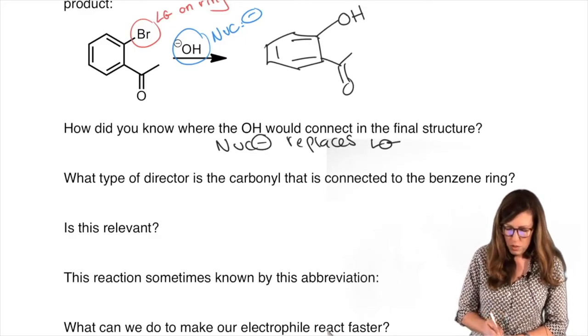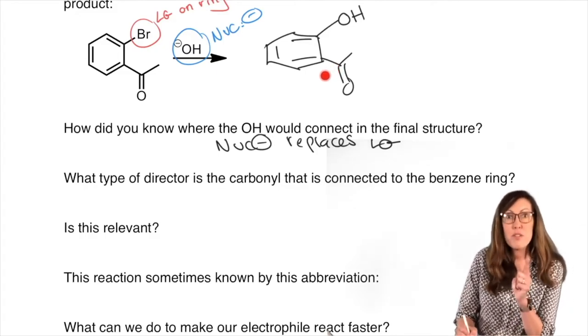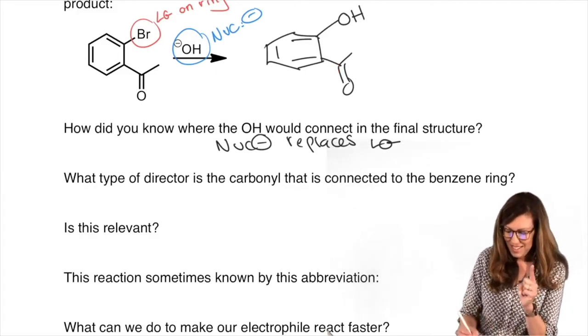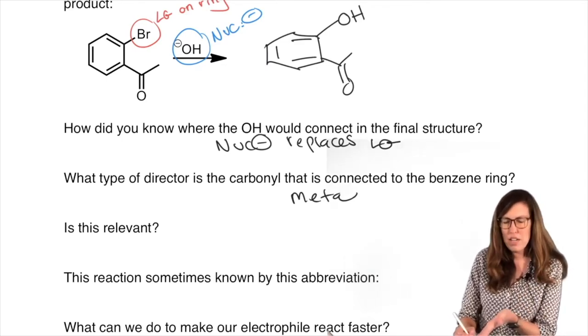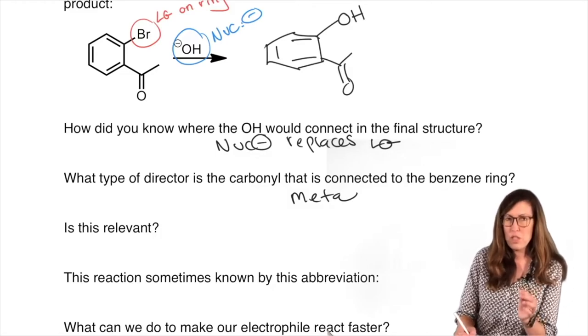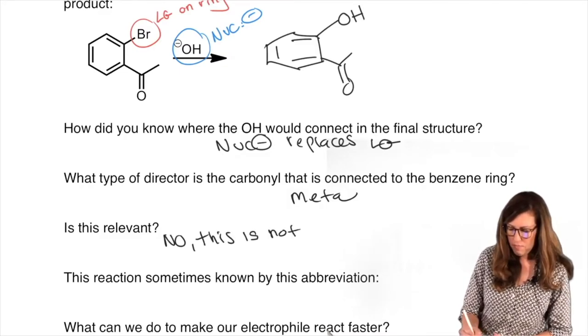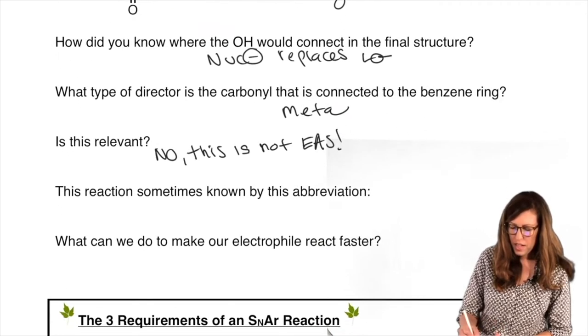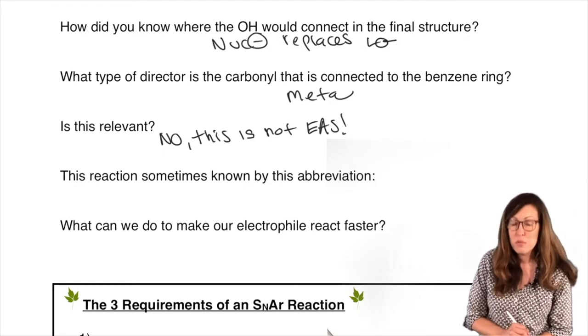So you might say, well, what about this carbonyl? What's it doing? I remember it's a meta director, right? It's a meta director, but we're not doing meta. We don't have a meta product. That's because that's an electrophilic aromatic substitution consideration, right? So no, this is not EAS. Okay, we're not doing that right now. We're not doing electrophilic aromatic substitution. We're doing nucleophilic aromatic substitution.